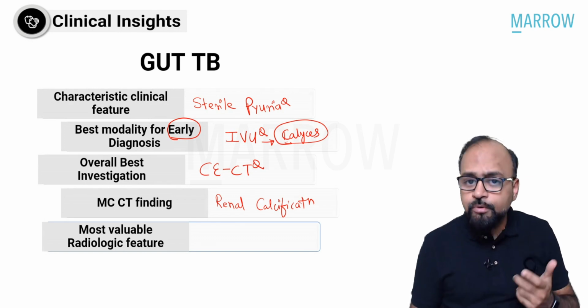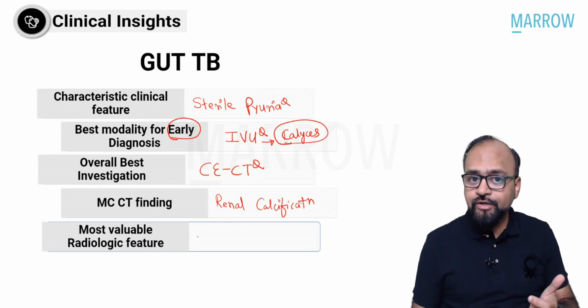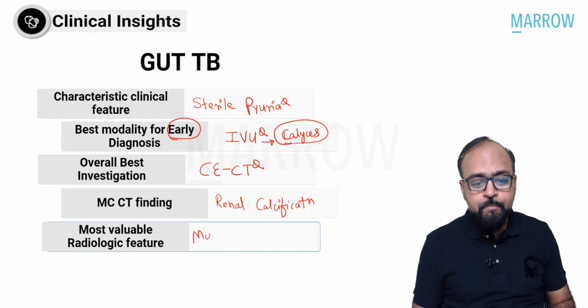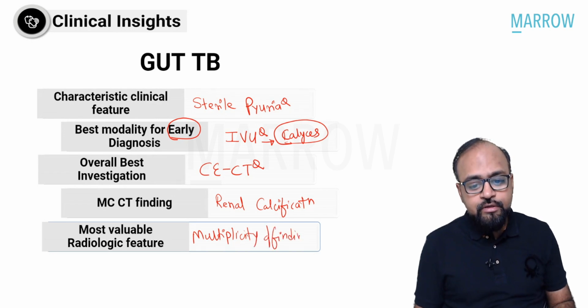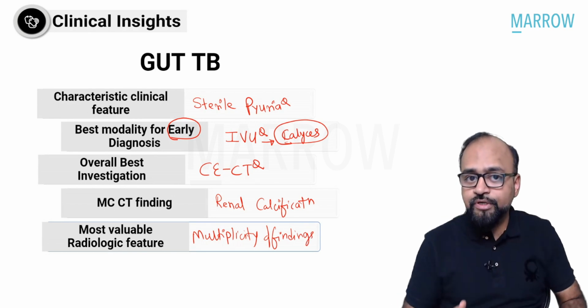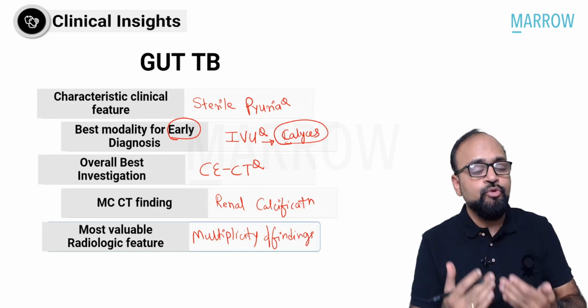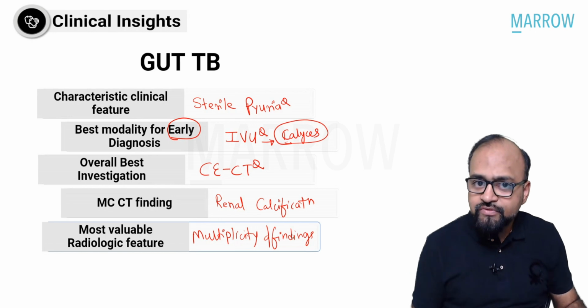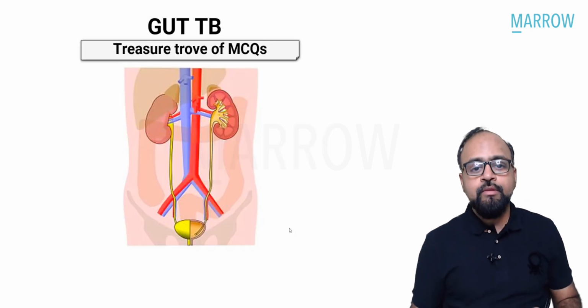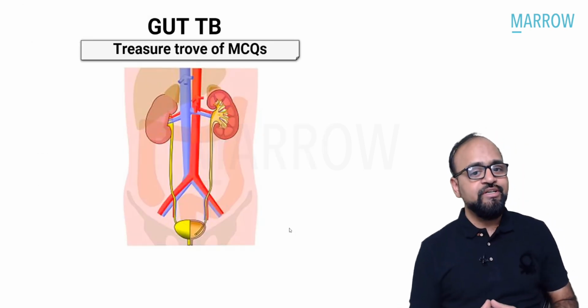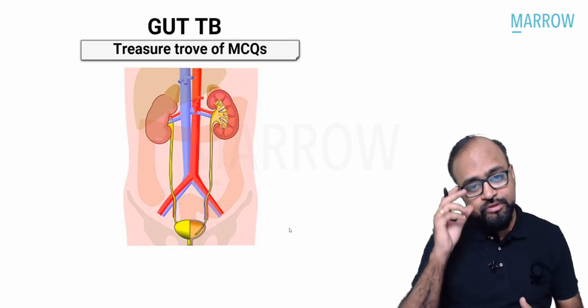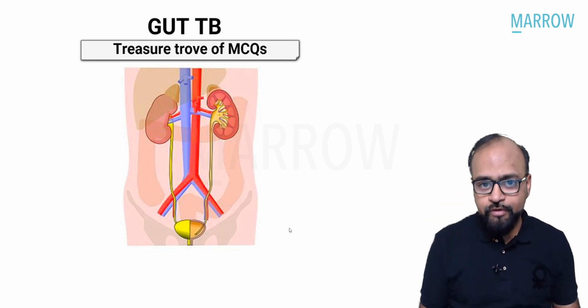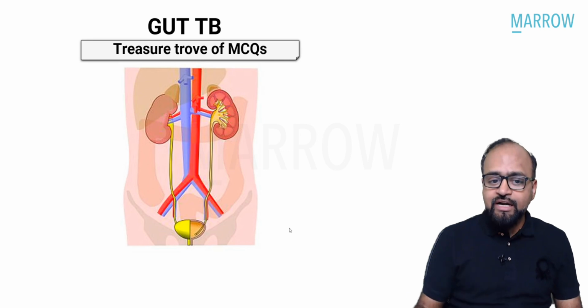The most valuable radiologic feature in genitourinary TB is the multiplicity of findings. So at the same time, you will see multiple findings throughout the genitourinary tract, some involving the kidneys, some the ureter, some the bladder. What are these findings? Let us have a look. Now, this genitourinary tract TB is indeed a treasure trove of MCQs. So that is the reason why this is an absolute favorite of your examiners. Right, let us start with the kidneys.